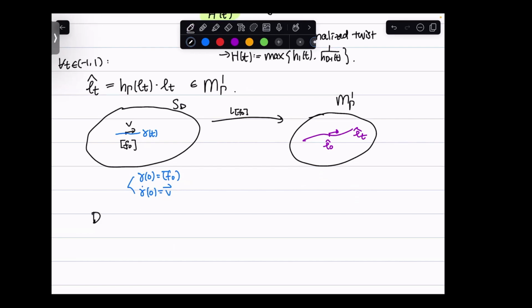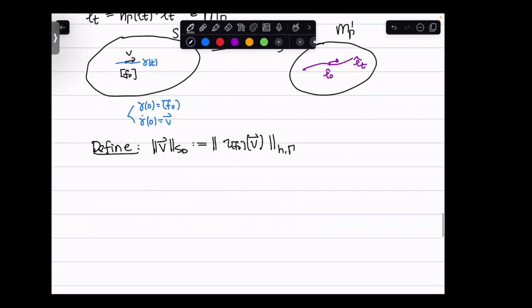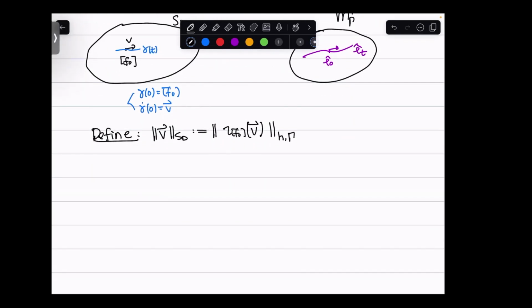So basically I define the length of the vector in the shift locus to be the length of the vector under this map iota. Because this map lives in M gamma 1, this is going to be the length with respect to the Hessian of the entropy function that we discussed earlier. So this is basically how we define the length of the vector, and then how we define the distance function. This distance function is defined as follows.